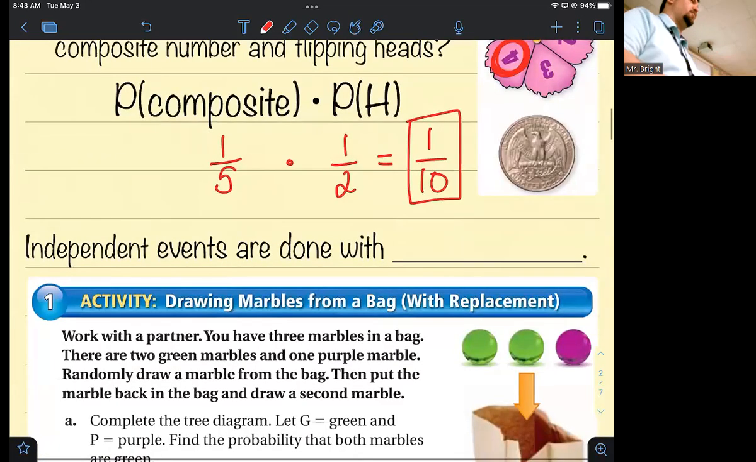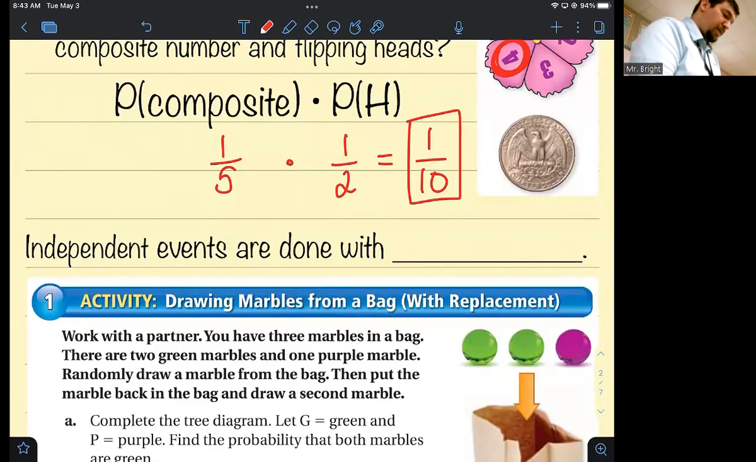Okay, so this is kind of the new part because this isn't going to make sense until I explain it. Independent events are done with replacement.